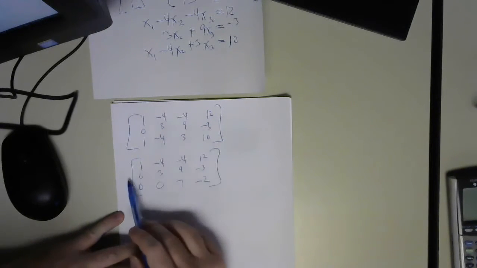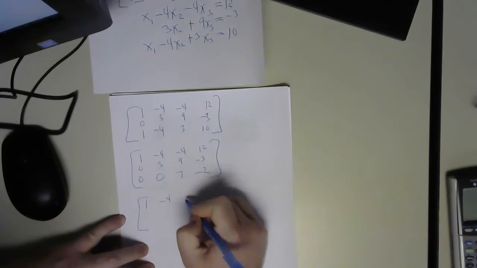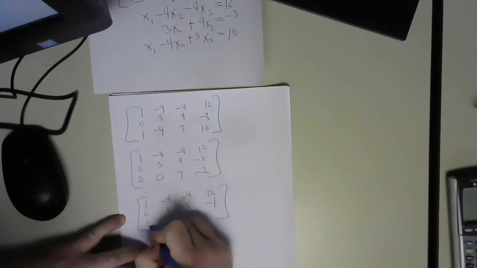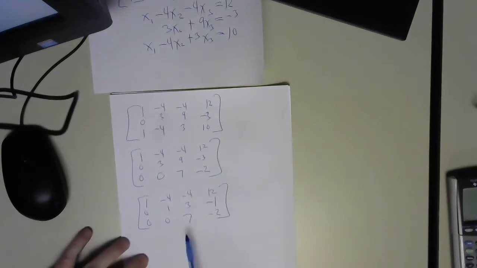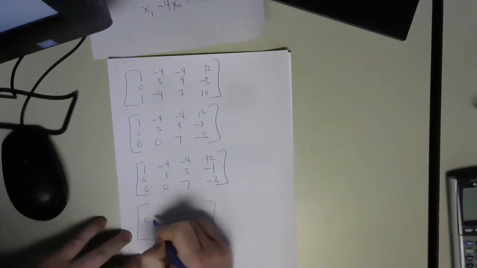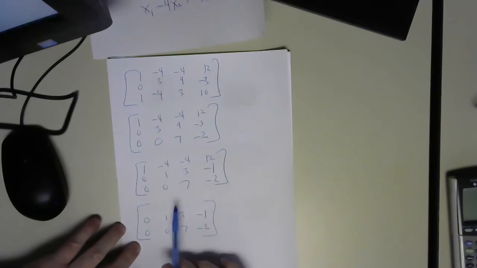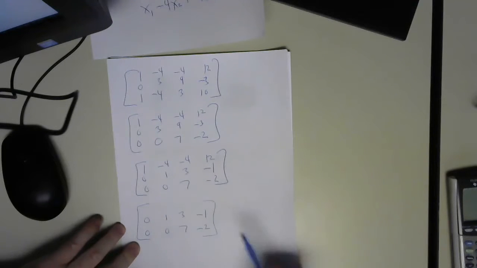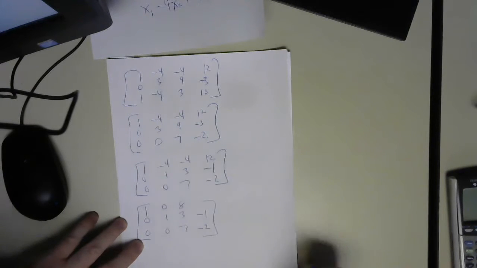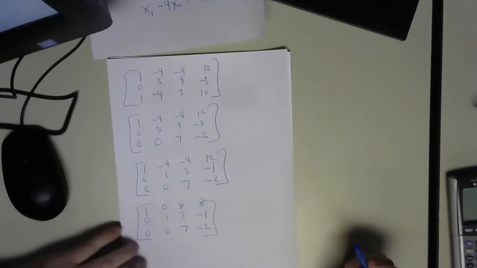Let's go on to the second column. I would divide the second row by 3. But it looks like we want to change that 4 to a 0. So I would do that by multiplying the second row by 4 and adding it to the first row. So 4 times 3 is 12, minus 4 is 8. And then 4 times negative 1 is negative 4, plus 12 is 8, looks like.